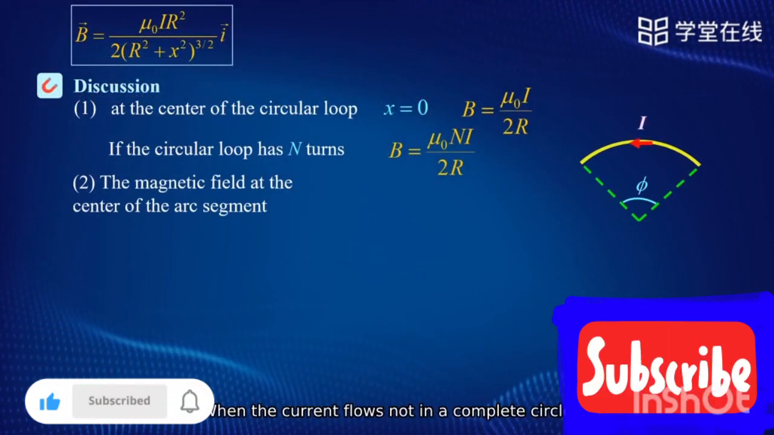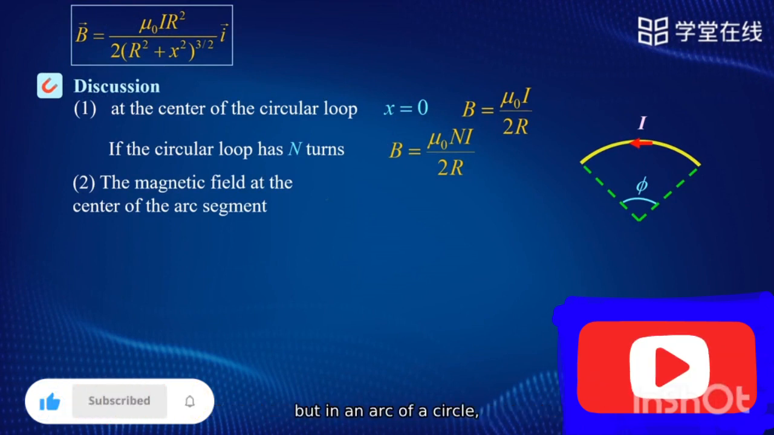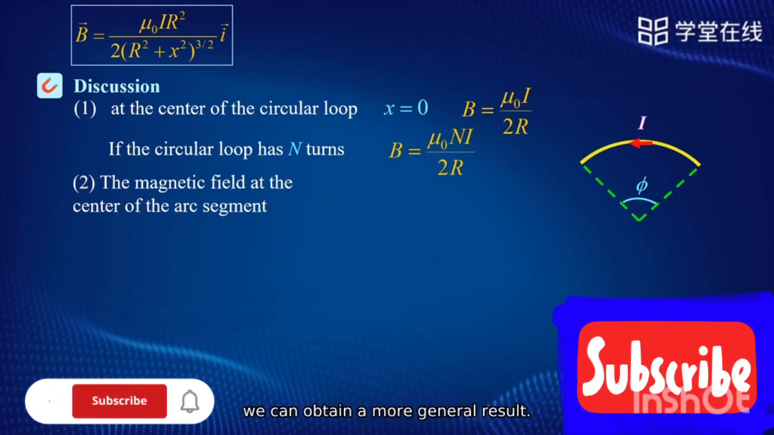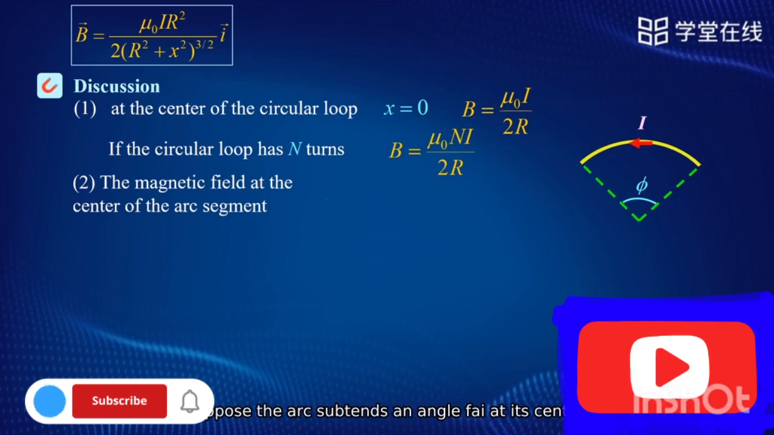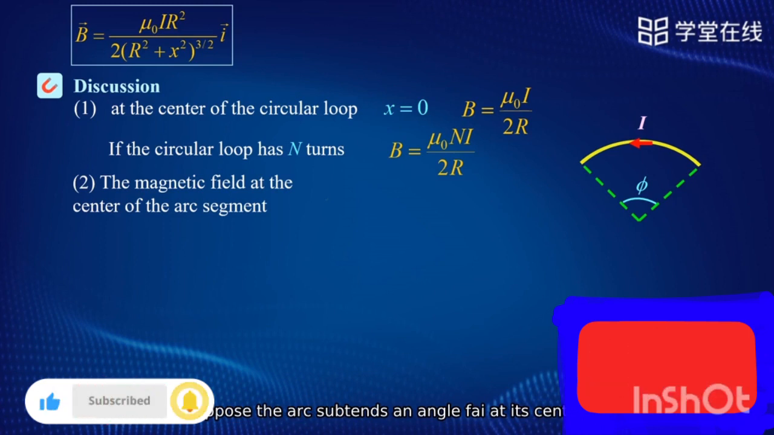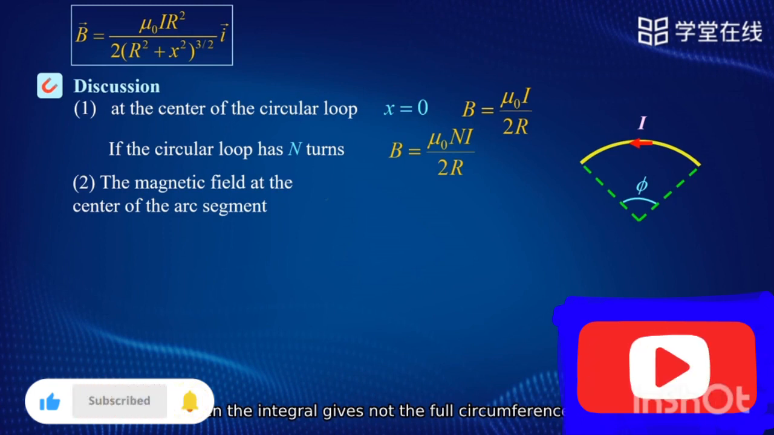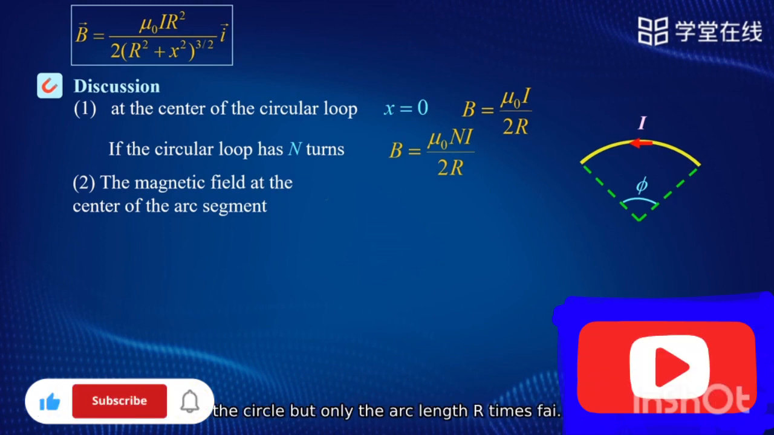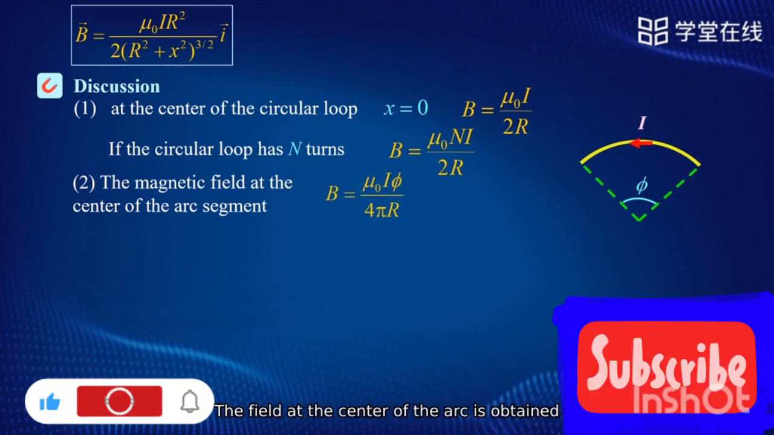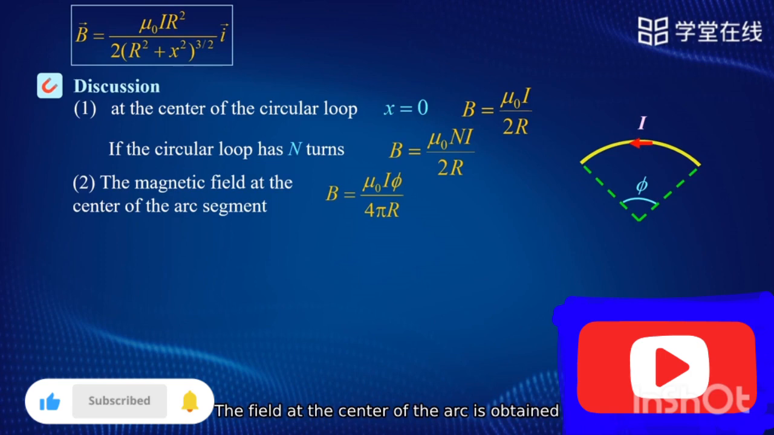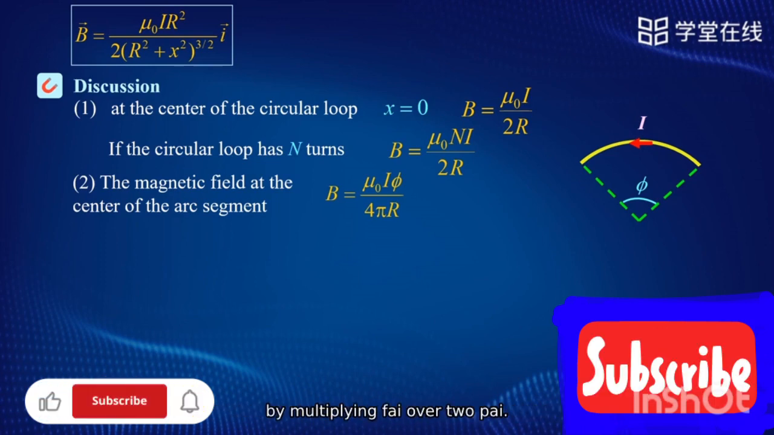When the current flows not in a complete circle, but in an arc of a circle, we can obtain a more general result. Suppose the arc subtends an angle phi at its center, then the integral gives not the full circumference of the circle, but only the arc length r times phi. The field at the center of the arc is obtained by multiplying by phi over 2 pi.